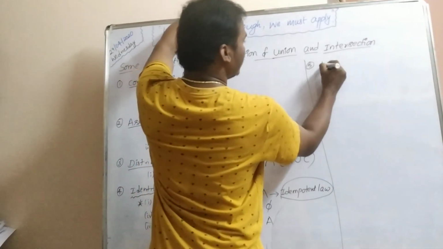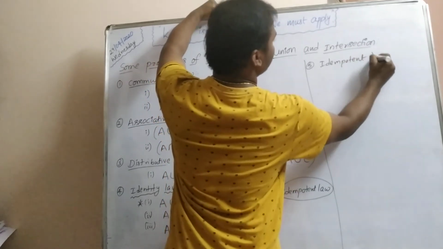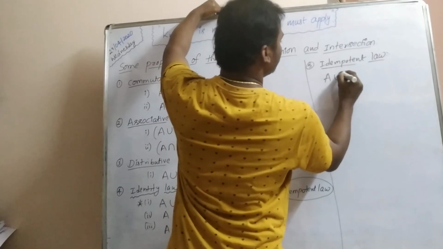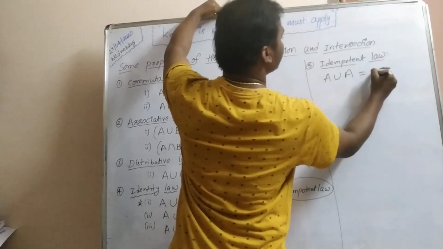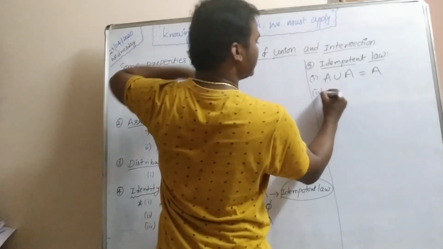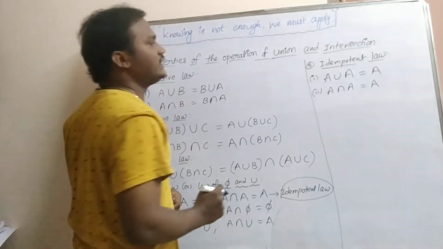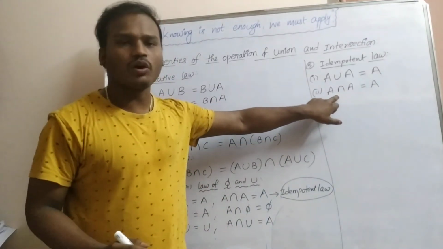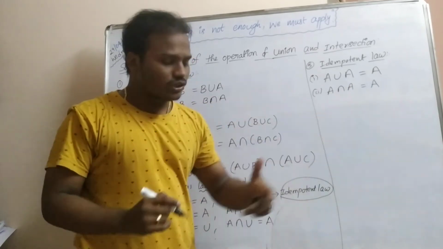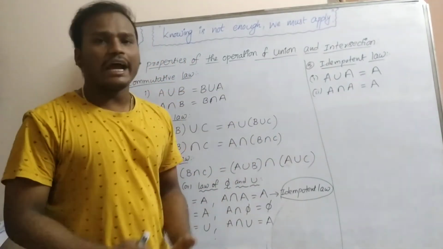Fifth one, idempotent law. A union A is equal to A only under union. The second one is A intersection A is equal to A only. This is the idempotent law. For union, same A only. A intersection A is also A only. These are the properties of the operations of union and intersection.